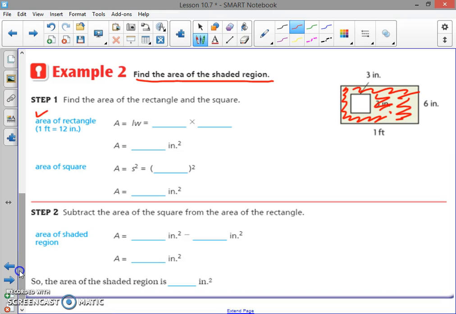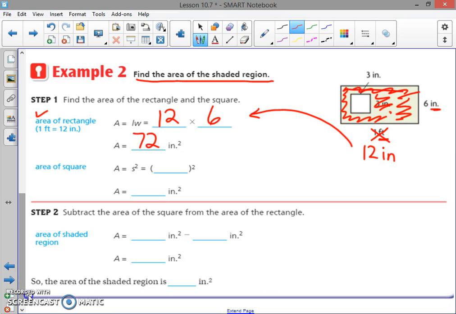So the first thing you're going to do is find the area of the rectangle. Pretend the little square isn't even in there. So we're just going to do length times width, and we're just finding the area of the rectangle. And don't be befuddled by this, but notice this unit is feet, this unit is inches. So right away, let's just change this to 12 inches so that we have our same units. So back over here, we're going to say the length is 12 inches and the width is 6 inches. So we have an area of 72 inches squared.